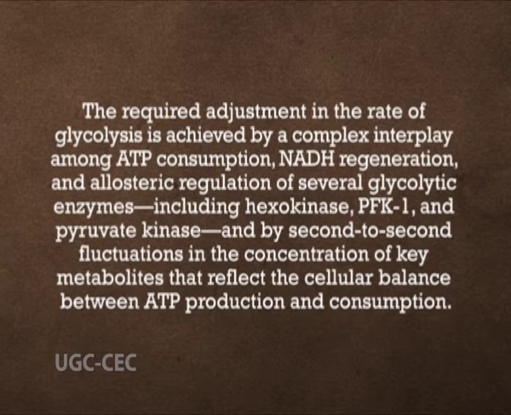The required adjustment in the rate of glycolysis is achieved by a complex interplay among ATP consumption, NADH regeneration, and allosteric regulation of several glycolytic enzymes, including hexokinase, PFK1, and pyruvate kinase, and by second-to-second fluctuations in the concentration of key metabolites that reflect the cellular balance between ATP production and consumption. On a slightly longer time scale, glycolysis is regulated by the hormones glucagon, epinephrine, and insulin, and by changes in the expression of the genes for several glycolytic enzymes.